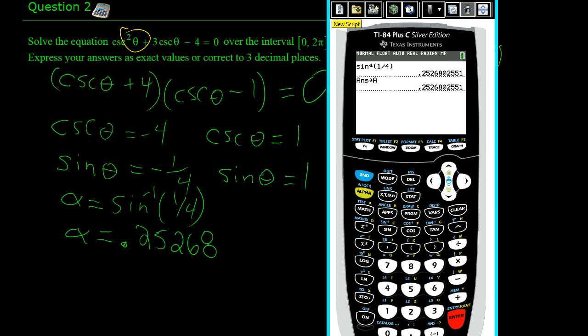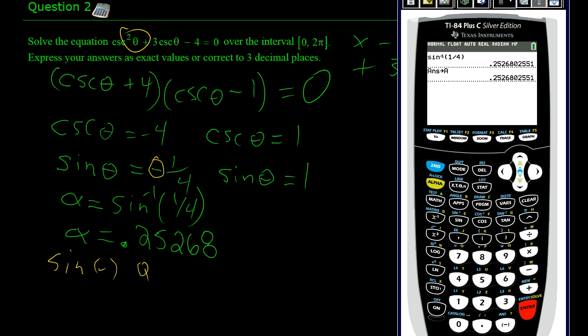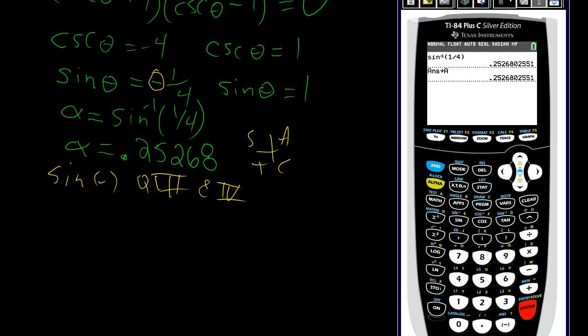So the ratio is negative, so we want to worry about where sine is negative. Sine is negative in quadrants. Well, let's see. All Students Take Calculus. So sine's positive in 1 and 2, so sine is negative in 3 and 4. So we want to find those values. So theta in quadrant 3, right? The start of quadrant 3 is pi. So we want to go pi plus our reference angle.